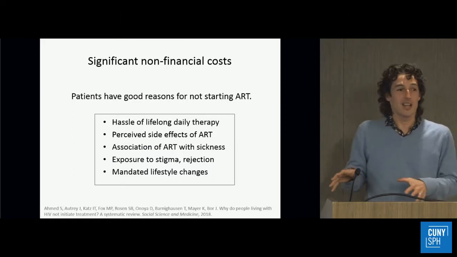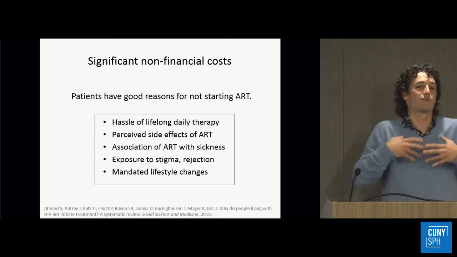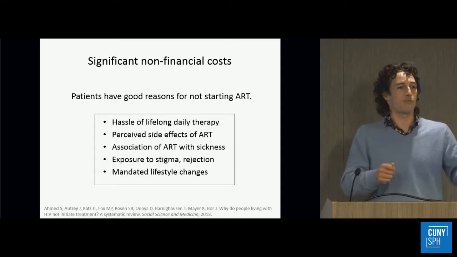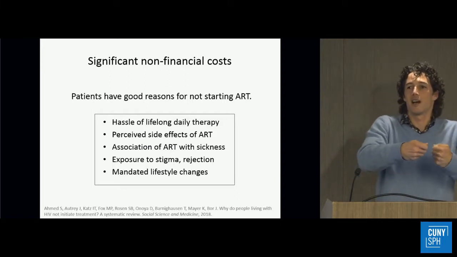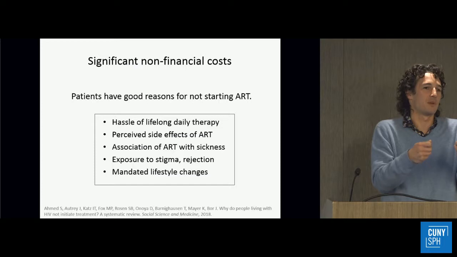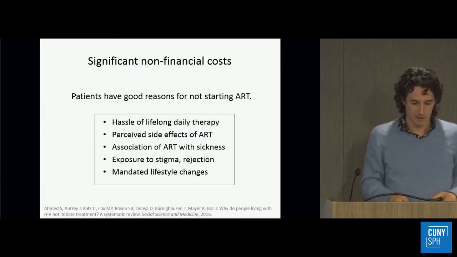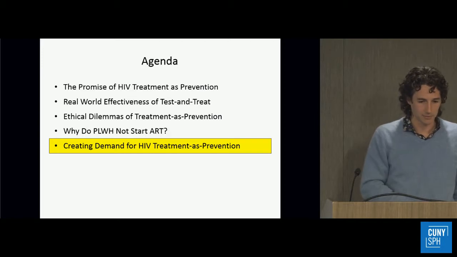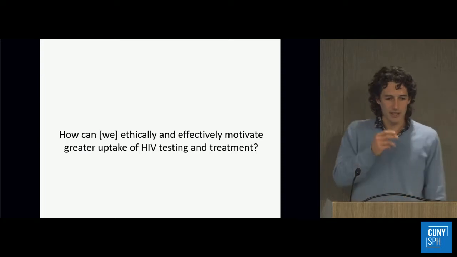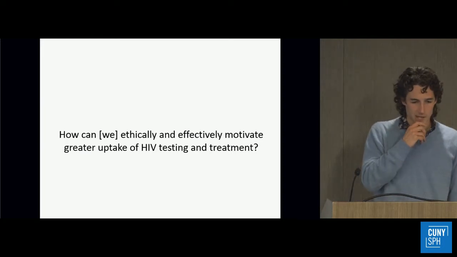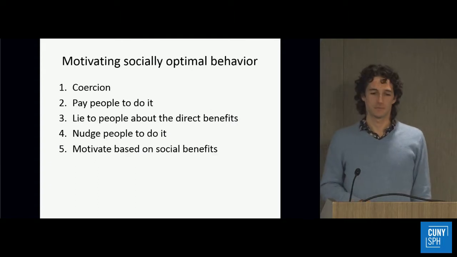But as far as I can tell, there's not evidence for these recommendations, and yet there's this sort of moralistic approach that you need to turn your life around, or to have a kind of penance of behavior change in order to be worthy of ART. And that sort of salvation narrative is preventing people from having access in a lot of cases. So what do we do? How can we ethically and effectively motivate greater uptake of HIV testing and treatment? Here are 5 options.